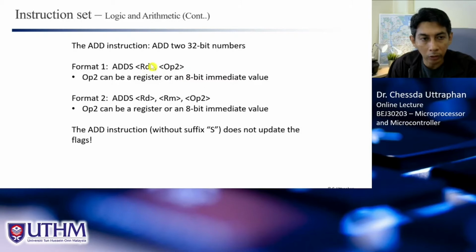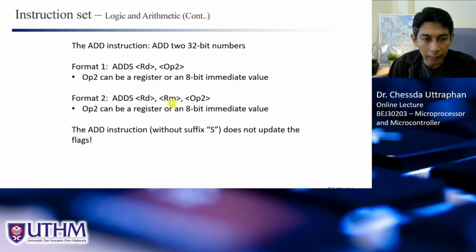For example, we want to add the content of R0 with immediate value 2, R0 plus 2. The instruction will be ADDS R0, comma, hash 2, because an immediate value needs to have a hash and the number 2. Or we can have format number 2, where we can have up to 3 operands. This is called the opcode, this is the destination operand, and these are the source operands. We have one destination and two sources: the first source is a register, and the second can be a register or an immediate value.